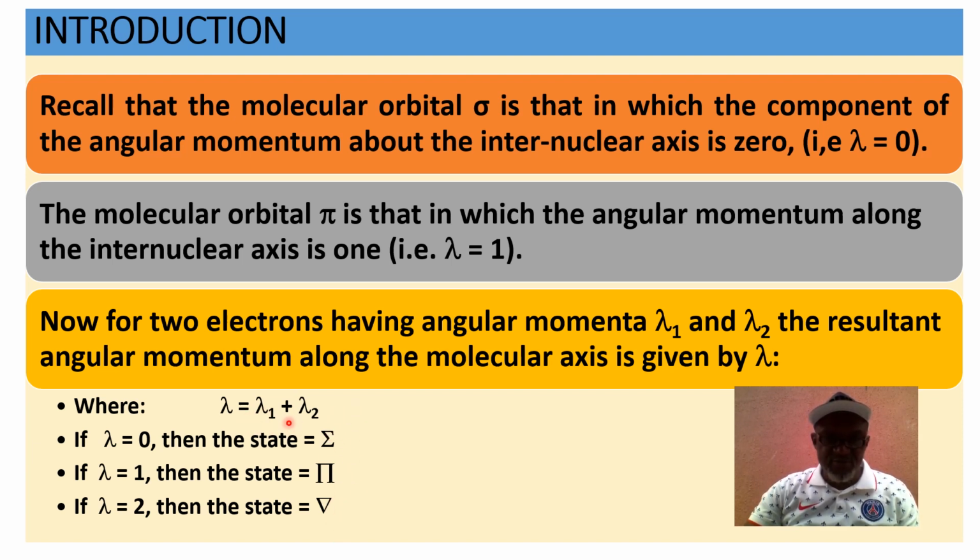So these are the major three states we have. We get them from lambda 1 plus lambda 2. So if we have a resultant lambda of 0, we have this sigma. Lambda 1, this is a pi. And of course, we saw this before, the Laplacian operator, inverted delta. So these are the main three states.